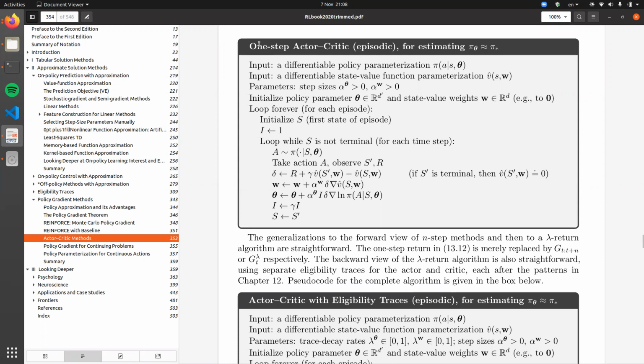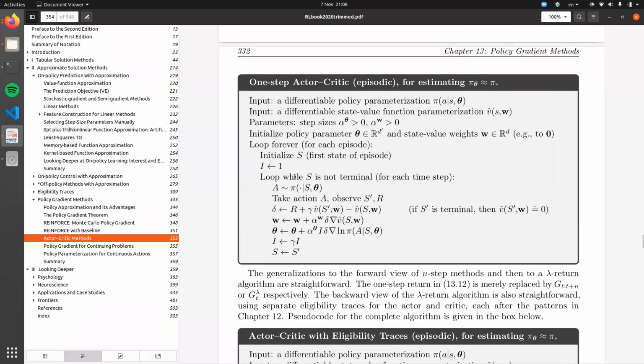So you saw that the actual change to get from REINFORCE to the actor-critic method was minor. We changed the way we estimate this delta, which is used to update our parameter vector, and that change is very similar to what we have done to get from Monte Carlo to temporal difference learning.